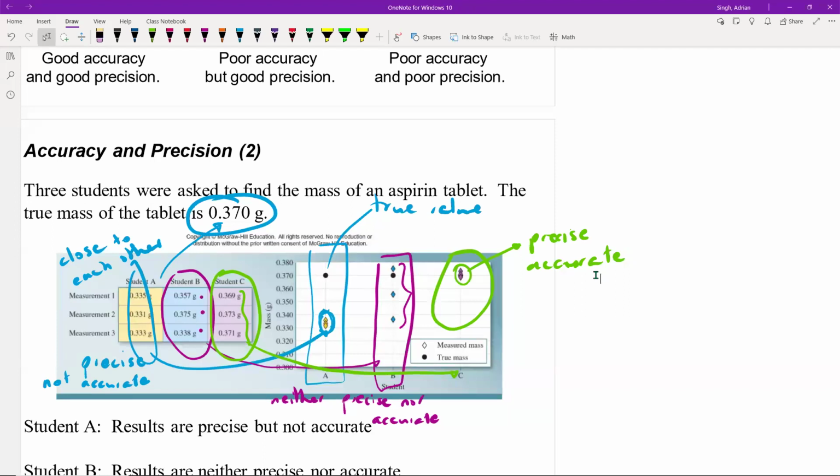So in lab, for instance, you'll get lots of practice making measurements. We want to aim for precision. We want to aim for accuracy in all the measurements that are made.